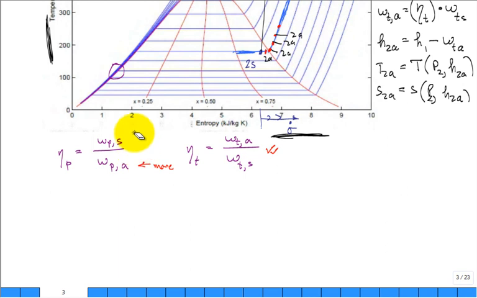Maybe remember that in Thermo 1. It's like, I think that's a mistake there. No, it's actually that. That's correct.